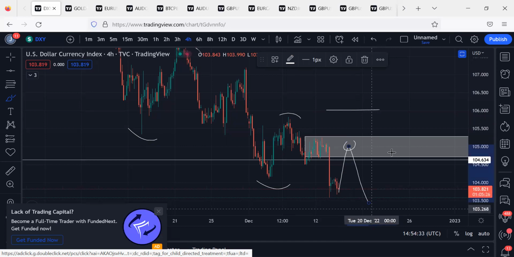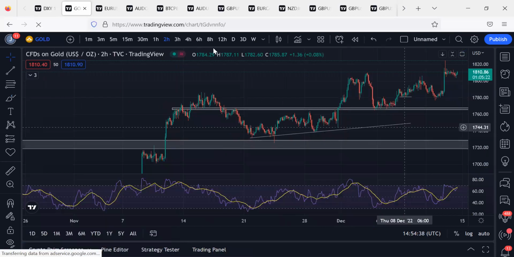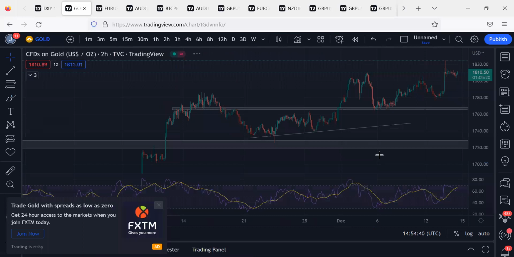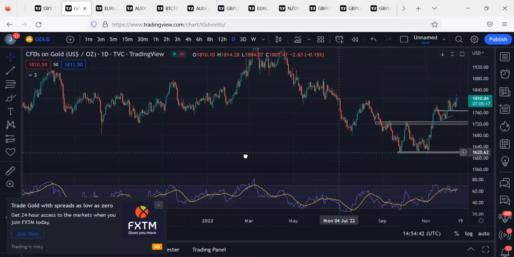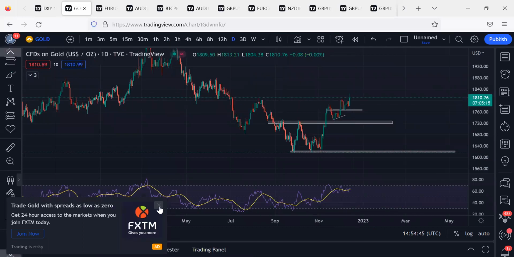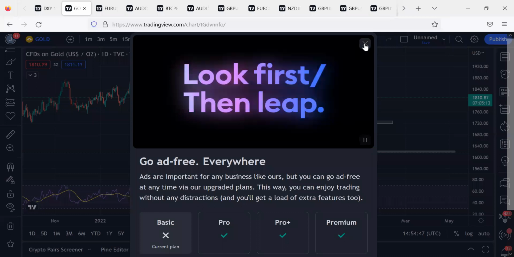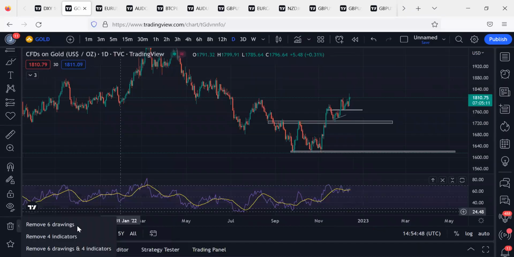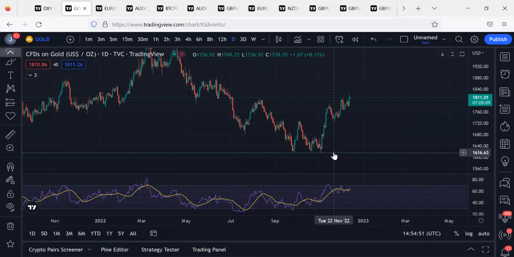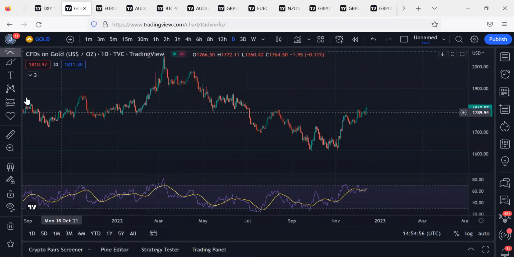So let me transfer this to gold. I think I'm going to delete everything here so that I start afresh again. Sorry, I'm using my unpaid TradingView account. That's why you're getting this. Now, see what happened on gold. Are you getting it? See what happened on gold.